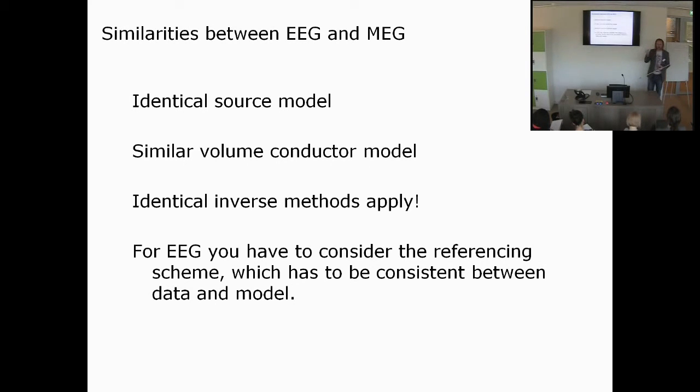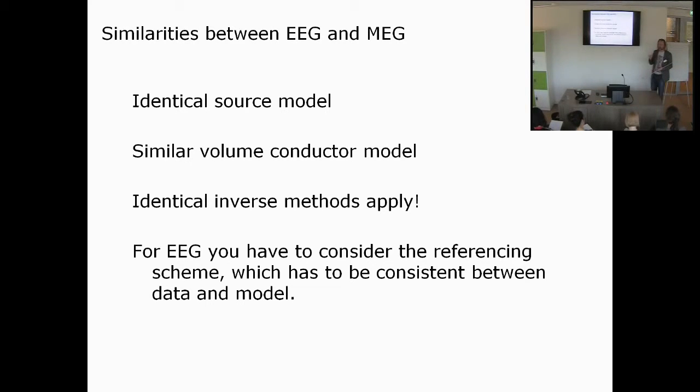With MEG we're measuring magnetic field, and we can measure magnetic field with only a single sensor. With EEG you're always measuring potential differences. So for EEG you always have to consider the referencing scheme, and the referencing scheme that you use in your data has to be consistent with the referencing scheme that is used in the model.